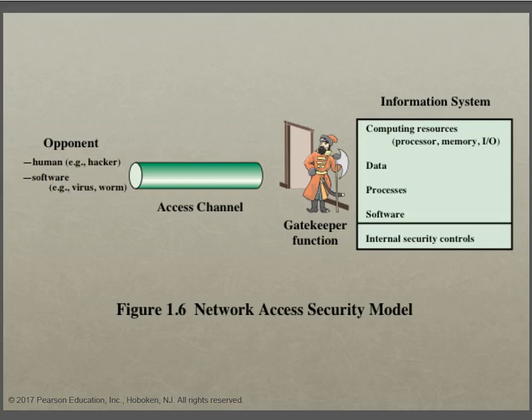If you look at parts 1 and 2, here we have the opponent. This is the access channel, the gatekeeper function, and also here is the data, the information system. This is a network access security model, in fact.